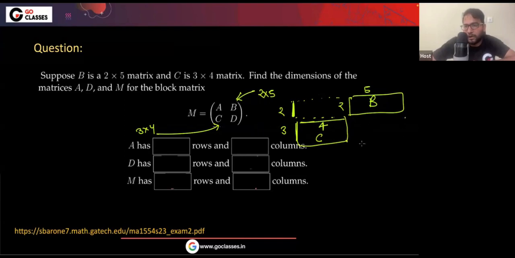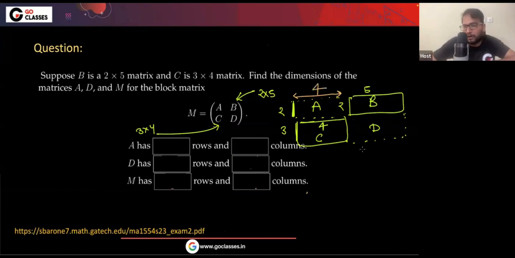So they're asking about D. So can you tell me the dimensions of D and A? This is A, this is D. So for A, what is the number of columns? Can you tell me the number of columns in A? It will be 4, right? It will be 4. Is this okay to everyone? Let me know. Okay, so it will be 4.